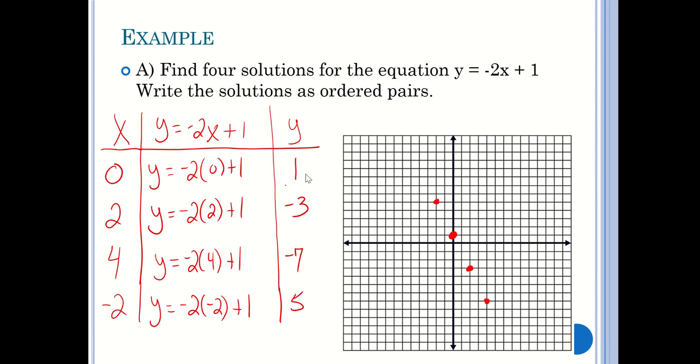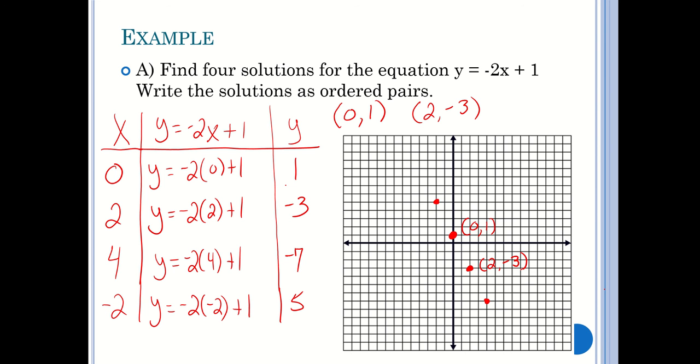So we have the ordered pair. Let me write these ordered pairs out. (0, 1). And here you see the ordered pair (0, 1) right there. Next, I subbed in x equals 2. y equals negative 2. Instead of x, I sub in a 2 plus 1. Negative 2 times 2 is negative 4. Negative 4 plus 1 is negative 3. So we get the ordered pair (2, -3). So 2, negative 1, 2, 3 right there.